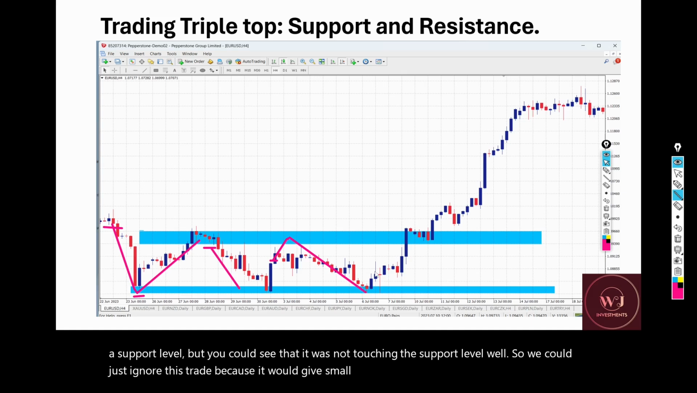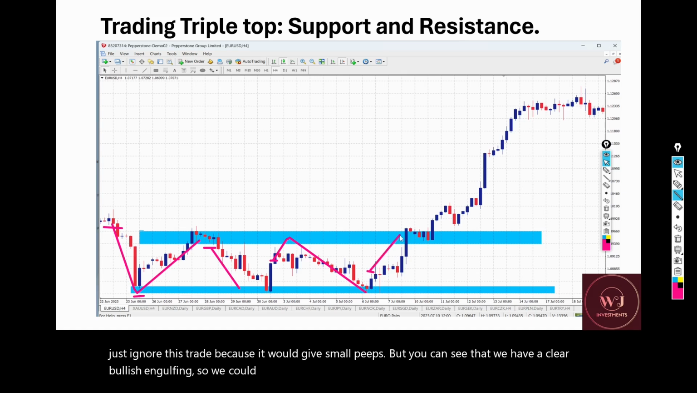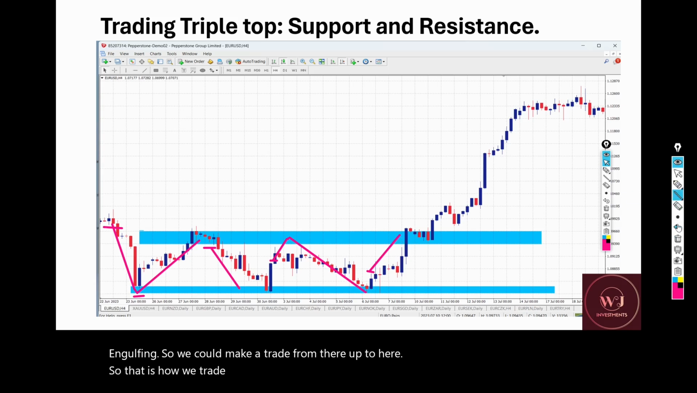But you can see here that we have a clear bullish engulfing. So we could make a trade from there up to here. So that is how we trade with support and resistance levels within the triple bottom chart pattern.